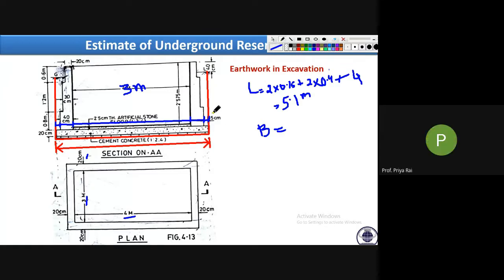No, it is given in the diagram itself, it is given here. See? Okay. See, this one is given, 15 centimeter offset.